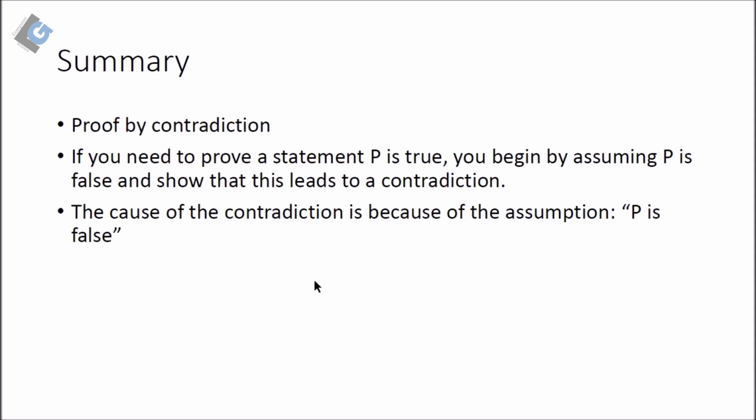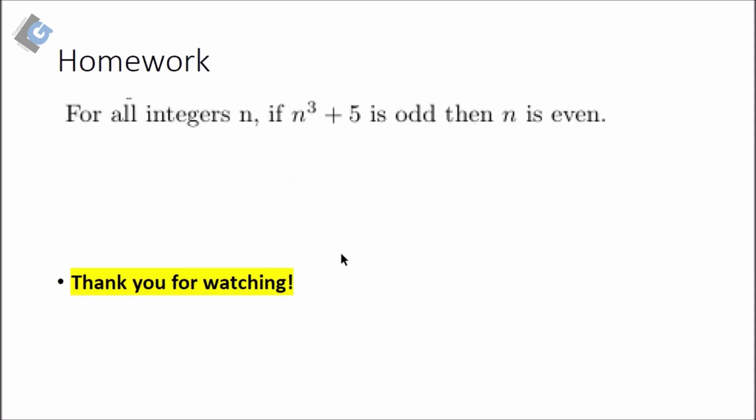So let me give you a homework. Please use the technique of proof by contradiction to prove this proposition: for all integers n, if n to the power of 3 plus 5 is an odd number, then n is an even number.